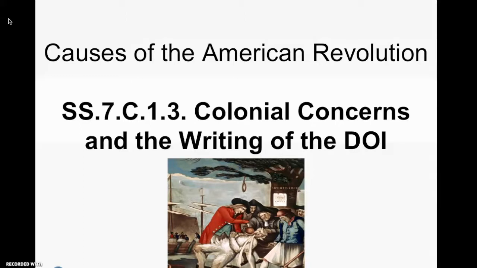Causes of the American Revolution. Go ahead and write down the following standards. SS 7C13. So this is colonial concerns and the writing of the Declaration of Independence.